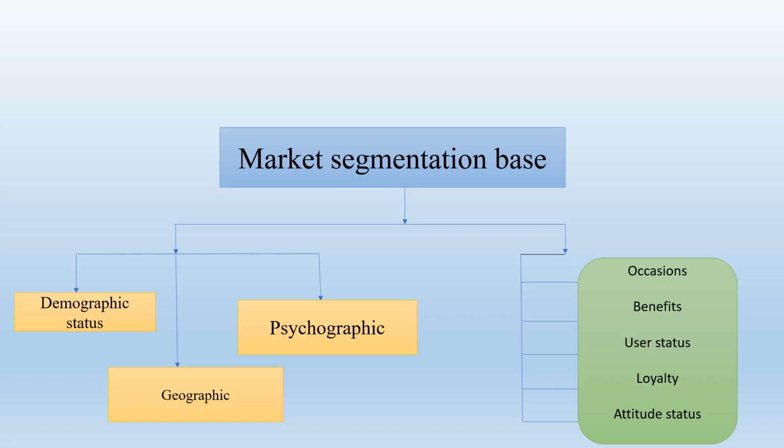People oriented, that is demographic, the type of people living, on the basis of lifestyle, age, religion, then geographical, the area that we live, then psychological behavior approach. Then here, the product approach, that is occasion, what type of occasion, benefit, user status, loyalty, attitude and status. This is the main market segmentation base. We'll study detail about this in our coming slides.